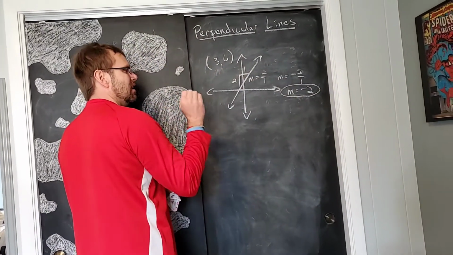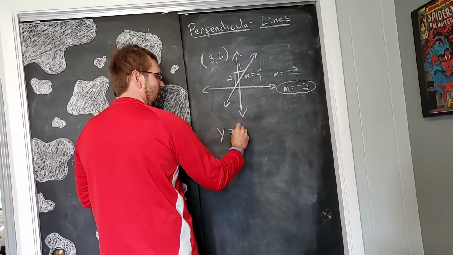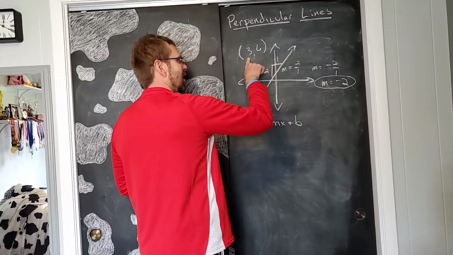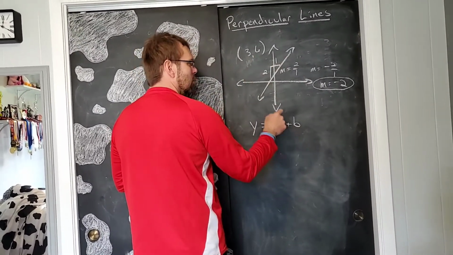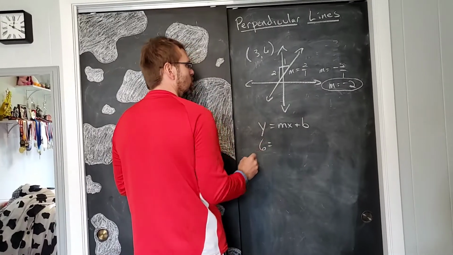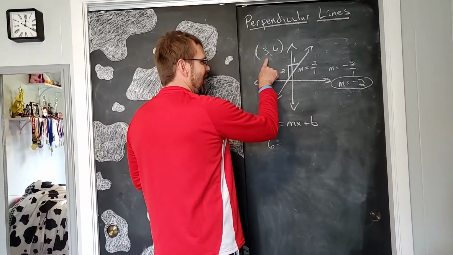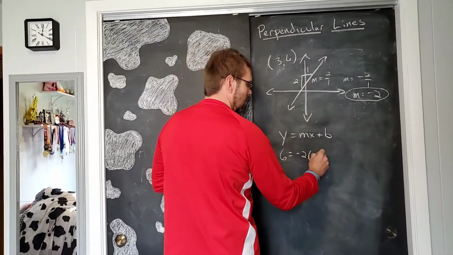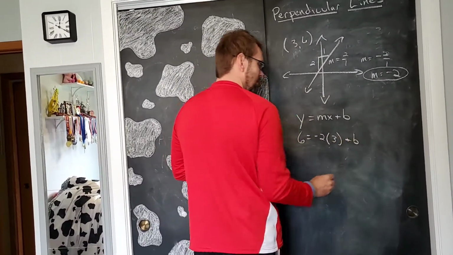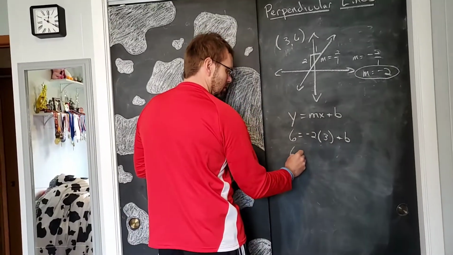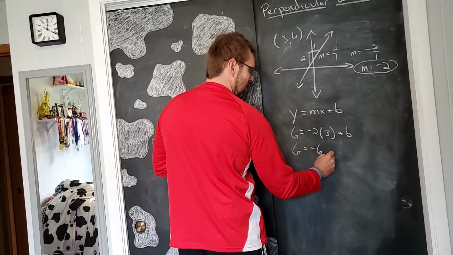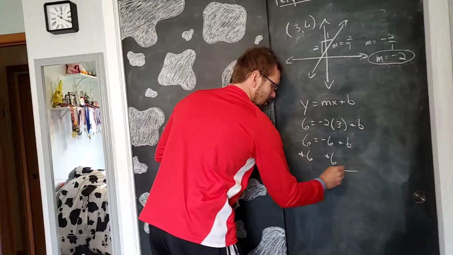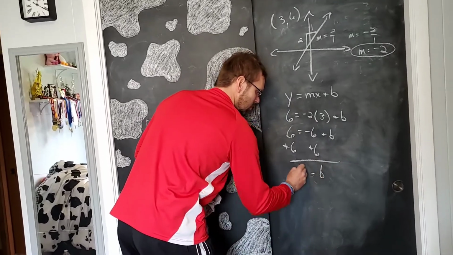Now this is exactly the same thing we did before. I'm going to take y = mx + b, and I'm going to use this and an x and a y to find b. So here we go. We've got 6 equals, this is my x, this is my m, so -2 times 3 plus b. So now I'm going to solve for b. 6 equals -6 plus b, add 6, add 6. So I end up with b equals 12.